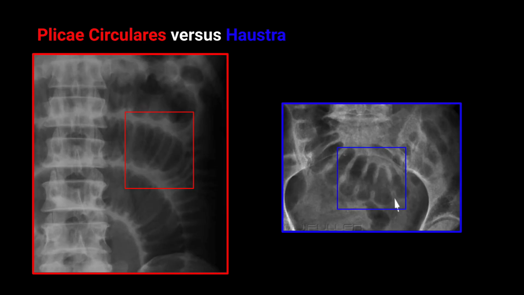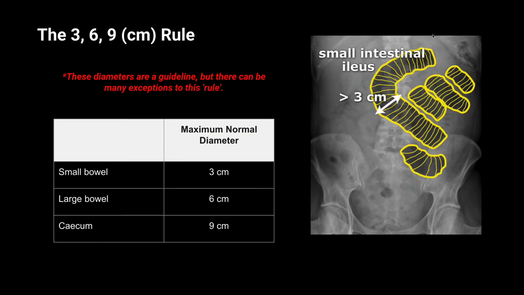So this is more closely depicting what plica circularis versus haustra look like. You can see for those distended small bowel loops, the lines that are forming the plica cross the entire diameter of the small bowel, whereas with the haustra, they only cross about halfway, and that can allow you to determine which bowel segment the distension or obstruction you're seeing is in, by using this kind of morphologic clue.